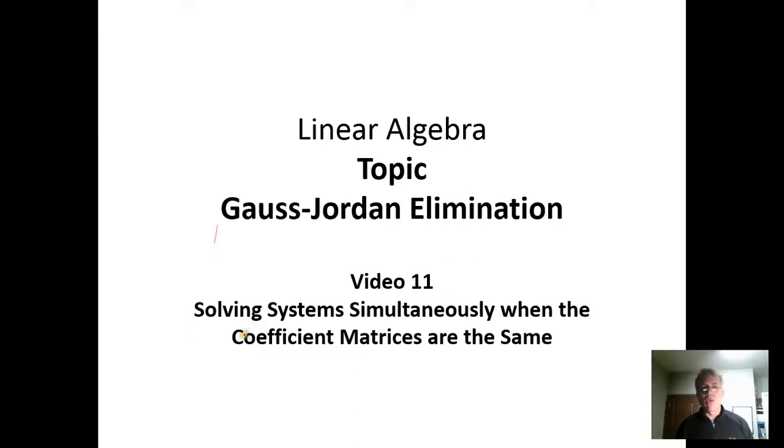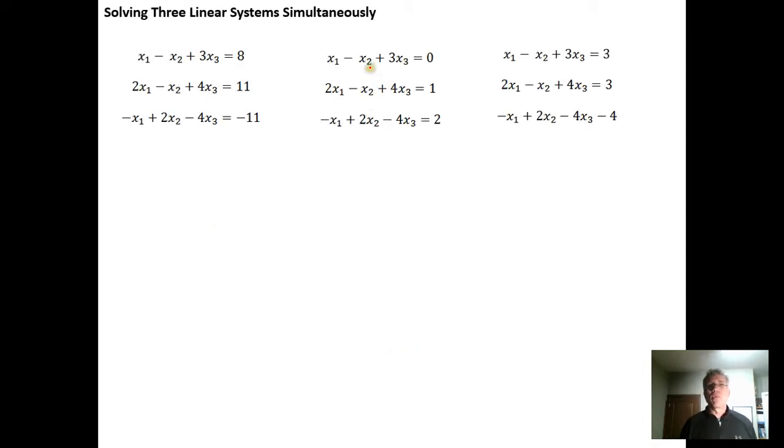So in this video we're going to talk about solving multiple systems of equations simultaneously when their coefficient matrices are the same. So in this example, what we want to notice is that each equation in each row is exactly the same with the exception that the constant term has been changed.